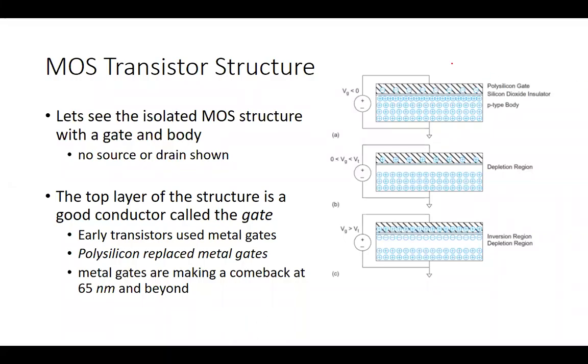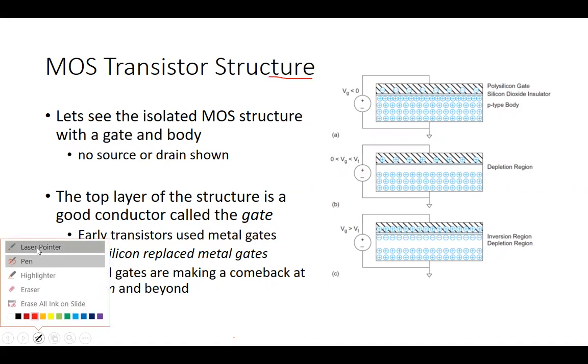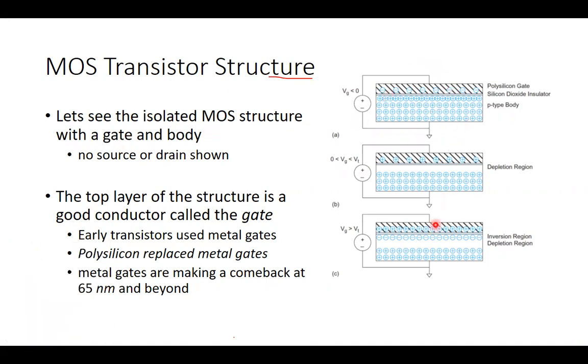Hello. So in this module, we will explore and try to understand the MOS structure, how a MOS transistor works. That's the MOS transistor structure. So let's focus on this isolated MOS structure as shown over here. Here we see that there are three layers: the top layer and the bottom layer, and in between there is a very thin layer. This structure shows only the gate and the body. We don't show the source and the drain in this structure. So that's a simple MOS transistor structure.